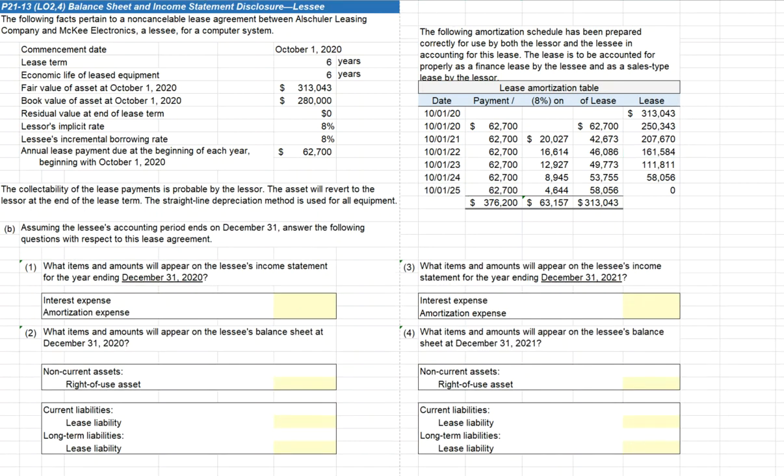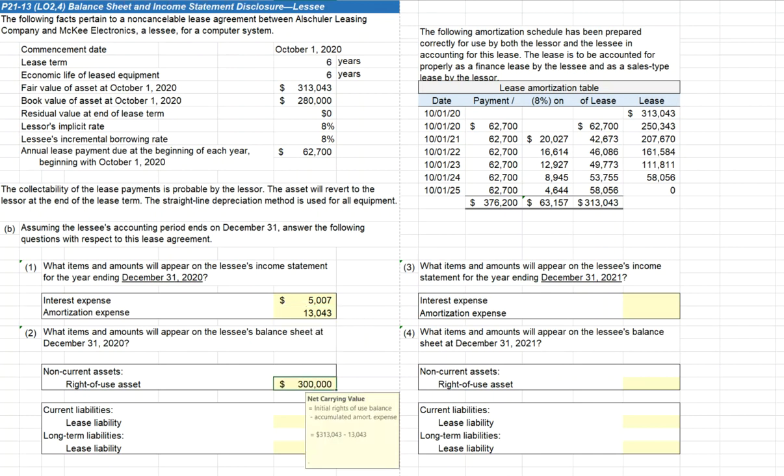The present value of those payments is the $161,584. Let's walk through the same exercise, assuming our year end is December 31st. First, our interest expense will be 3 months of interest. That's going to be the 2021 interest for the first year, multiplied by 3 over 12. So we will take 3 months of interest. The amortization expense will again be the answer from part 1, our $313,000 divided by 6, in this case multiplied by 3 months, because 3 months have passed in the current year.